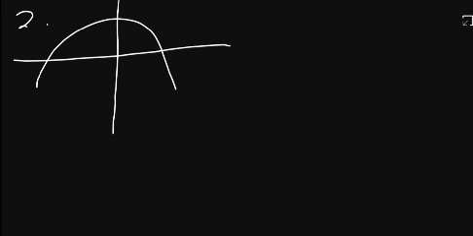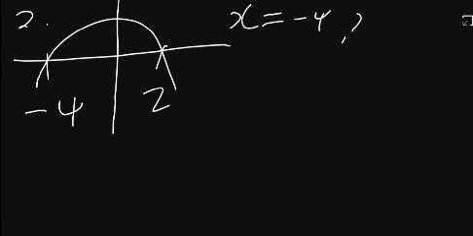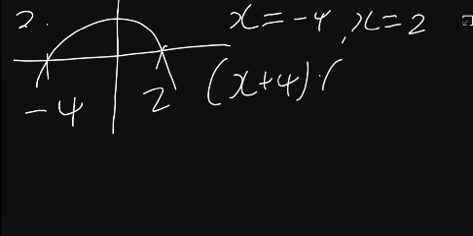Let's look at example 2. If you have a curve, then here let's say we've got -4, then here let's say we've got 2. So we've got two values of the equation. X is equal to -4 and x is equal to 2. So when -4 crosses the equal sign, it becomes x plus 4. Then when 2 crosses the equal sign, it becomes x minus 2 is equal to 0.